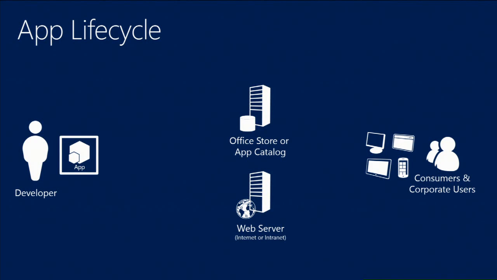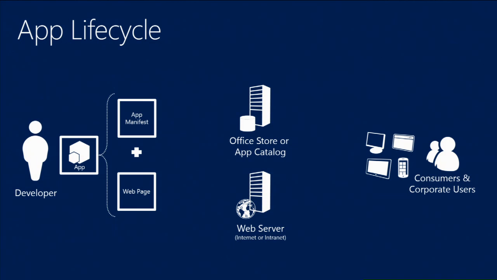So in terms of end-to-end deployment and administration of this app, let's talk about the life cycle. From a developer perspective, you create an app using web technologies. And really an app, as we saw in its most essential form, is a web page plus a manifest that describes how that web page integrates into Office or SharePoint. That is the essence of an app. So as a developer, you create those two artifacts, and then you deploy them. The app manifest goes to a catalog or a store. It could be the public Office store, or it could be a private catalog for your organization.